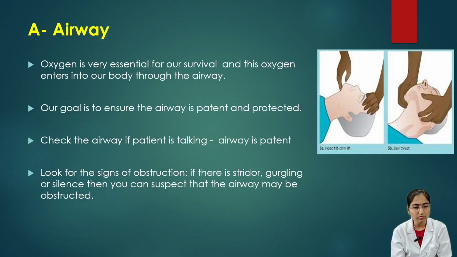Oxygen is very essential for our survival, and this oxygen enters into our body through the airways. Our goal is to ensure the airway in the patient is patent and protected. Check the airway: if the patient is talking, the airway is patent. Then look for the signs of obstruction. If there is stridor, gurgling, or silence, then you can suspect that the airway may be obstructed.